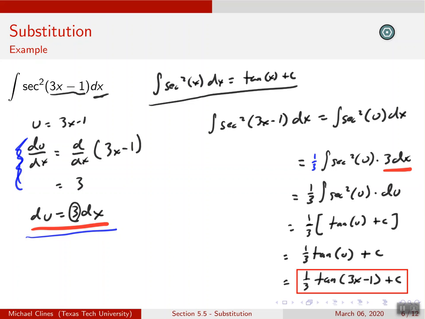All right? So make sure that you know your differentiation rules with your trig functions, your exponential functions, things like that.